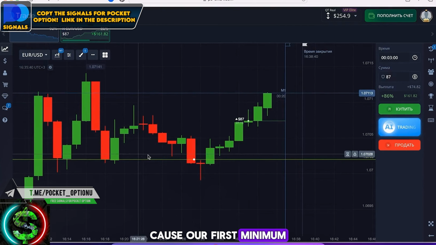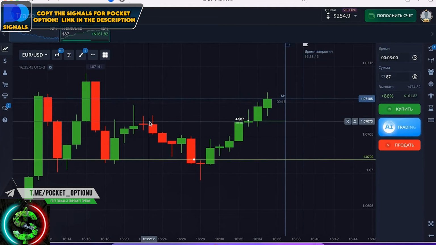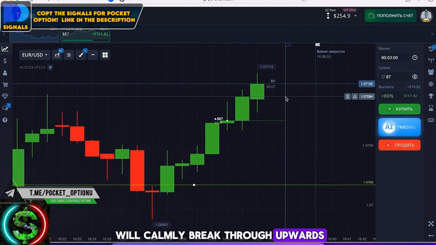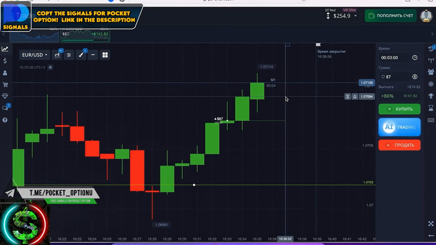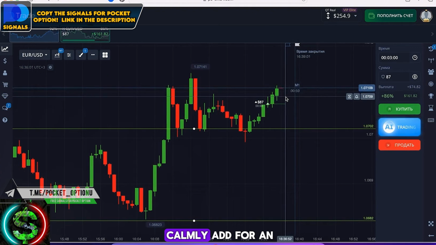Because our first minimum line is close here and the price is going down, up, we should be cautious at this moment. Here, I think the trend will calmly break through upwards, going higher and higher, and it will return more precisely to our flat. Therefore, we will just calmly add for an increase here. Our main goal in this video is to reach a balance of $500.